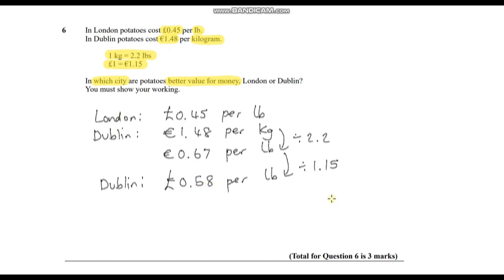It is London. So we need to say which city potatoes are better value for money: London. You must show all your working. Well, here is all of our working here. So the two important points or numbers are this number here and this number here.